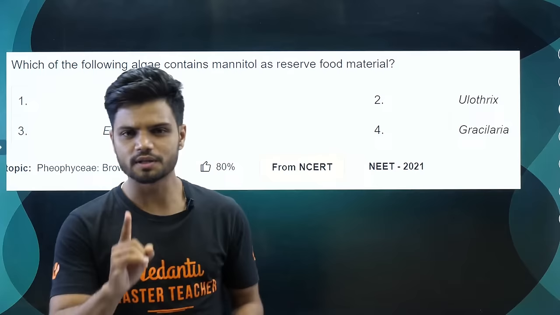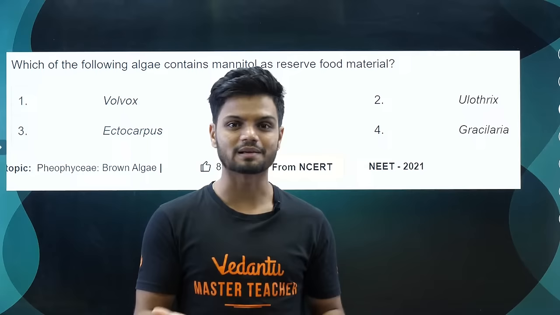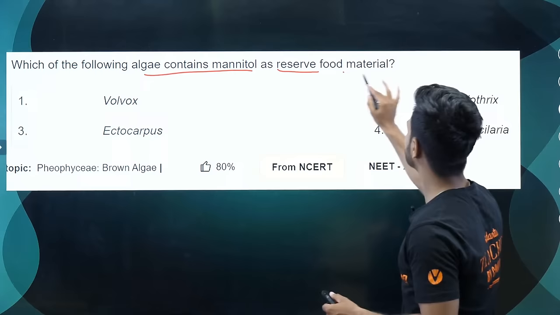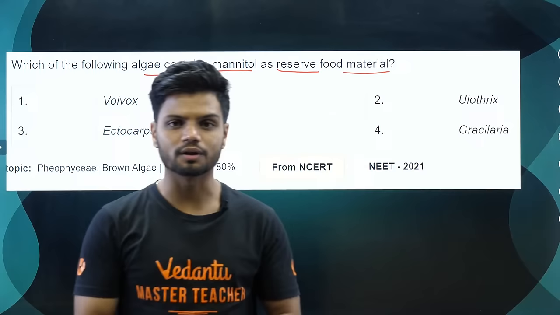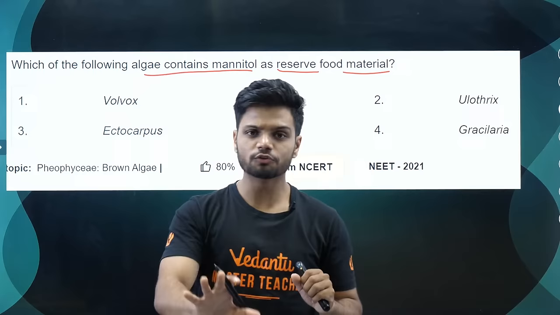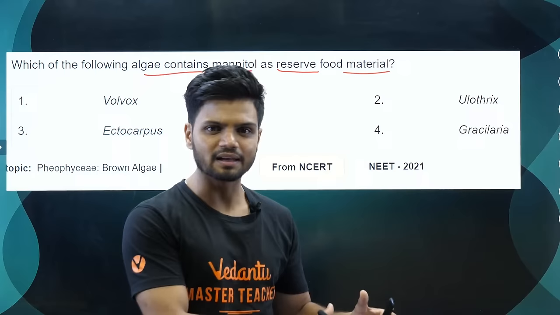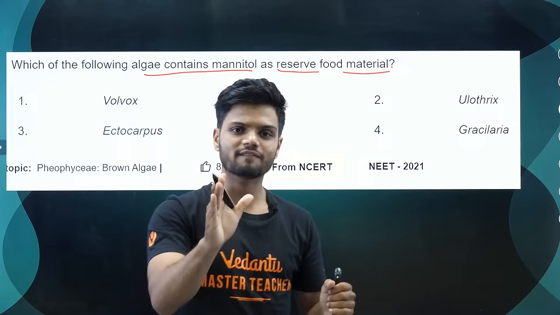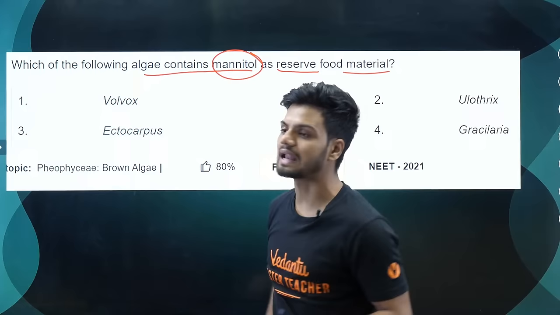Clear? Students, I want everyone to be serious. I know fun and games are good, but being serious also is good sometimes. And this is the time where you need to be serious, or it's game over. Now, which of the following algae contains mannitol as the reserve food material? Now tell me in the chat, forget the examples, where do you find mannitol and laminarin? Mannitol and laminarin can be found in red algae, green algae, or brown algae. Tell me that first, in the chat: brown algae, red algae, or green algae?